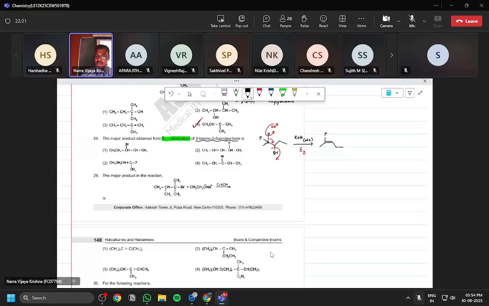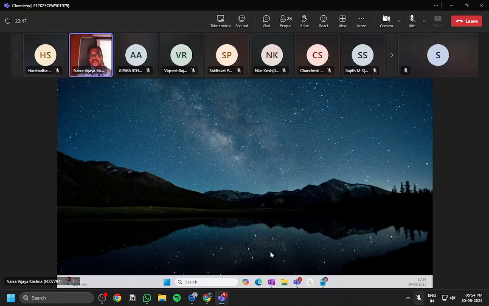Correct? 1, 2, 3, 4, 5. So the product must be option 3. Suitable or not? Over the second carbon there is fluorine, and over the second carbon the double bond should be there. Right? Any questions in it? Online, no one is responding. Acceptable, so no doubt.